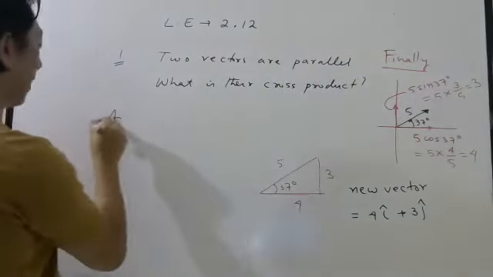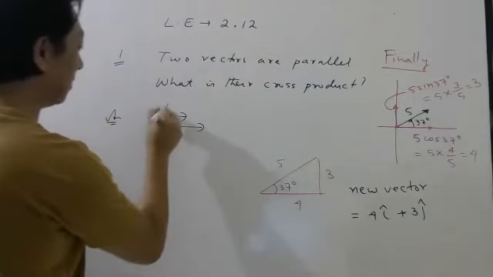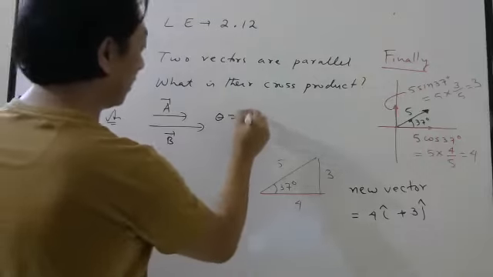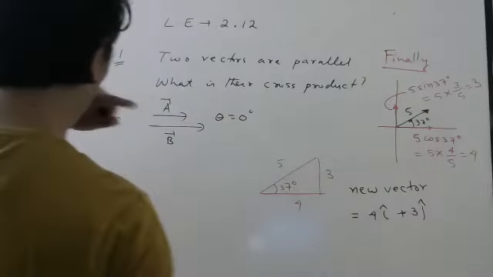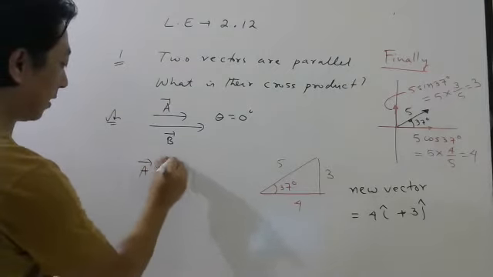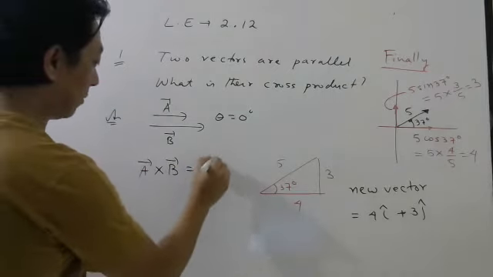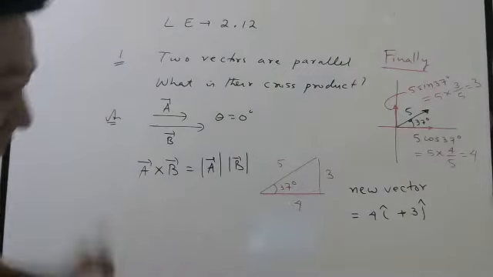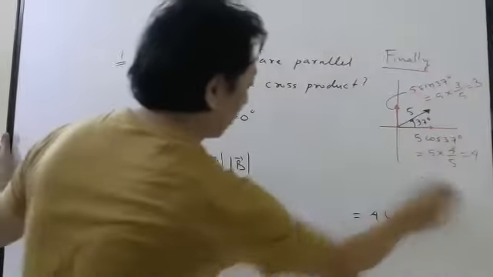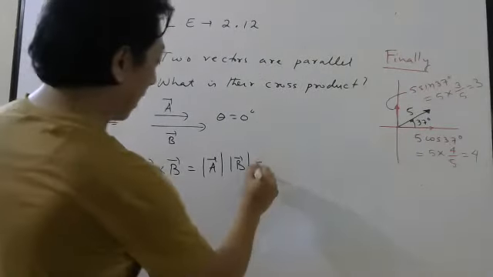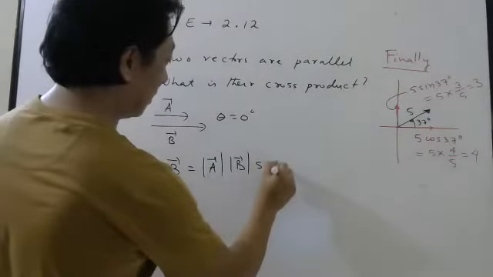You know that if vectors are parallel, the angle between them will be 0 degrees. It may be 180 if they are opposite. Now, what is the definition of cross product? A bar cross B bar is magnitude of A bar, magnitude of B bar, sine or cos? Sine, because it is cross product. So for cross product, we write sine theta, and since it is a vector, you must put a unit vector.